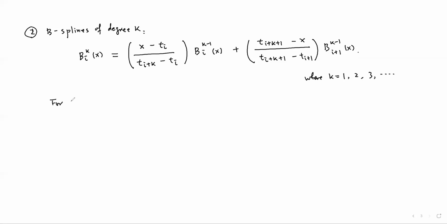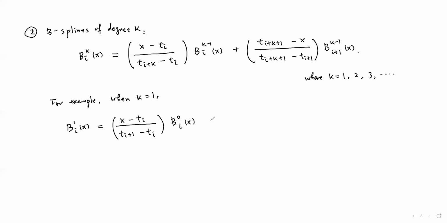Say for example, when k is 1, then the B-spline of degree 1 is equal to x minus Ti over Ti plus 1 minus Ti, times B_i0, plus, here k is 1, Ti plus 2 minus x over Ti plus 2 minus Ti plus 1, times B_i plus 1,0.